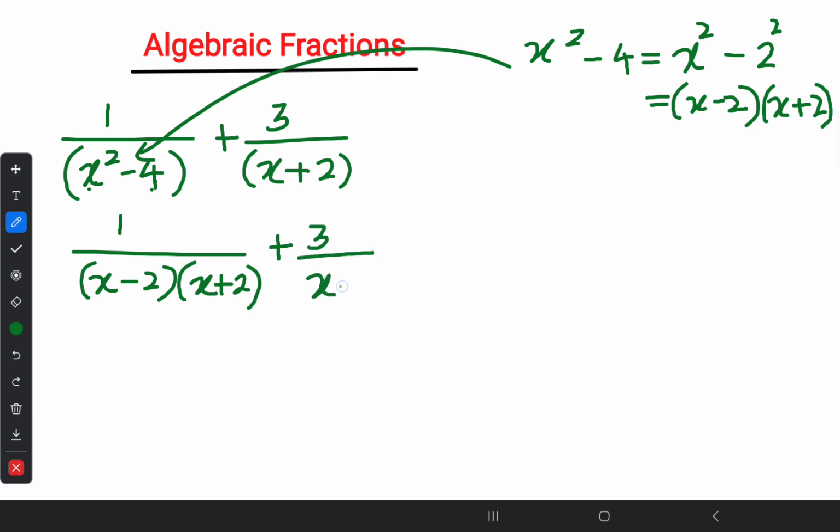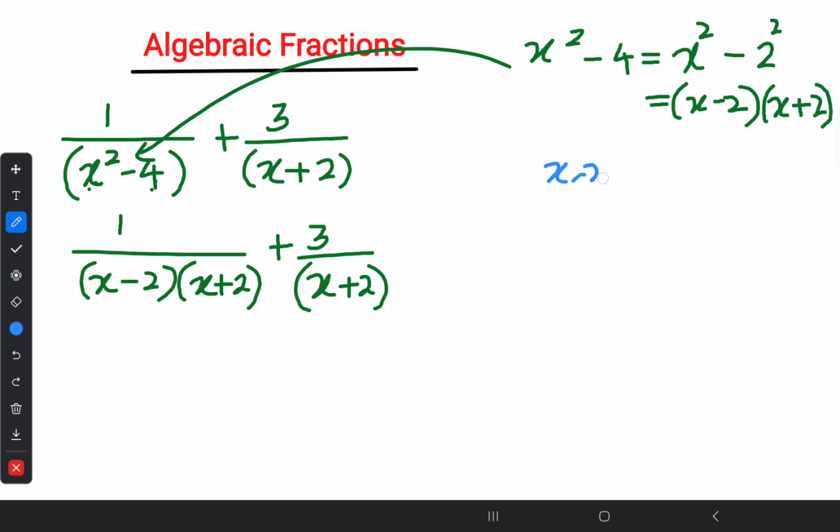x plus 2. Hereafter you should find the LCM for these two denominators. You cannot find the LCM for both of them directly because you can factorize this one. There is a possibility to factorize. You should do that first, before finding the LCM. After factorization, we do not have anything further to factorize. So in this case, you can find the LCM for the denominators.